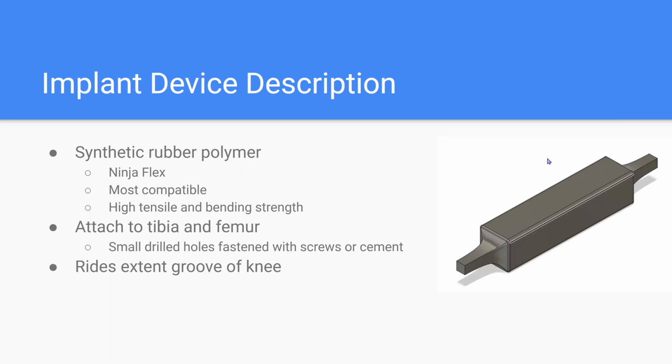Implant device description. Our choice of material was NinjaFlex, and we chose this because we thought it was the most compatible because of its high tensile and bending strength. Our ligament would attach the tibia and femur through small drilled holes fastened with screws and cement. This ligament would also ride on the extent groove of the knee in order to replicate an original ACL.